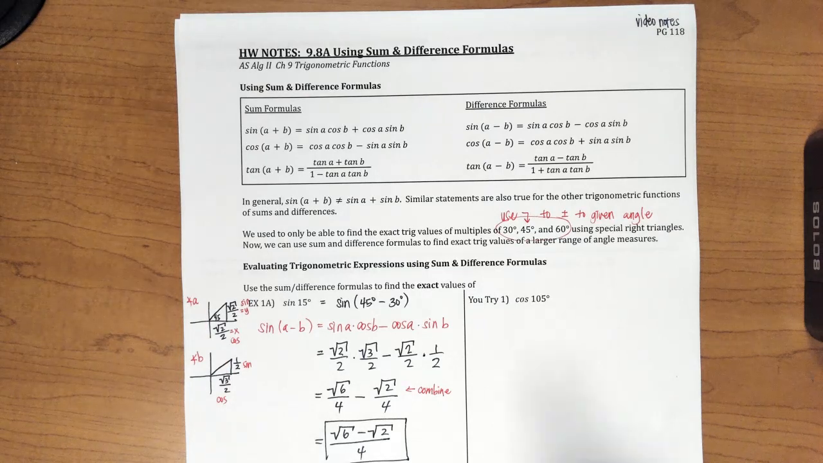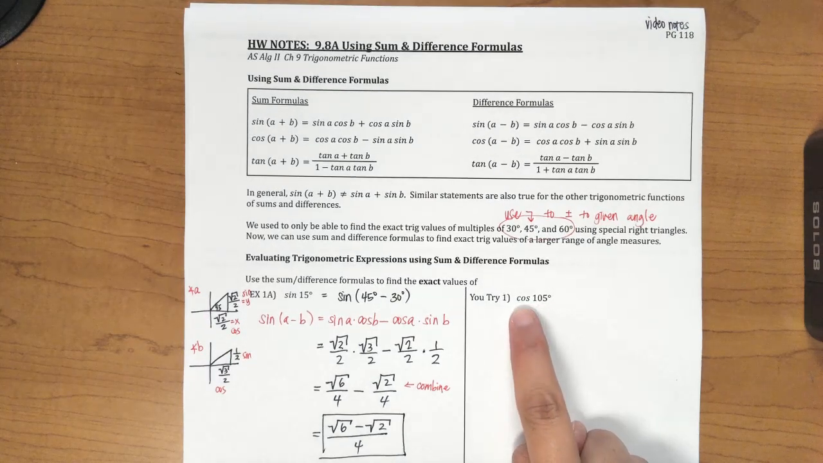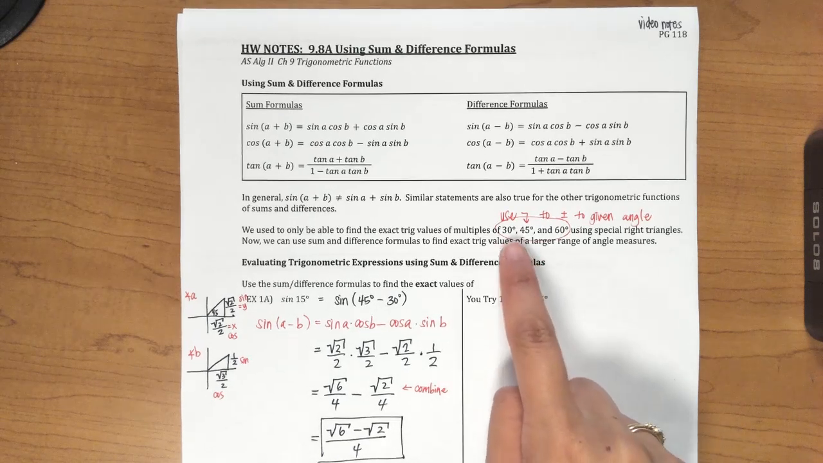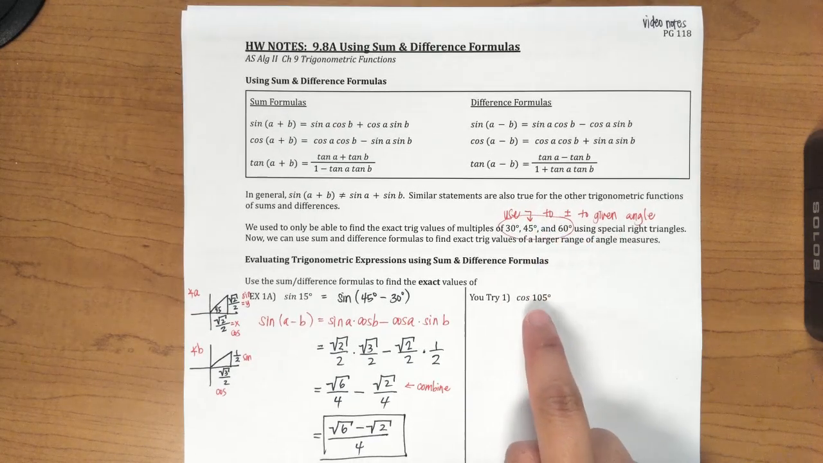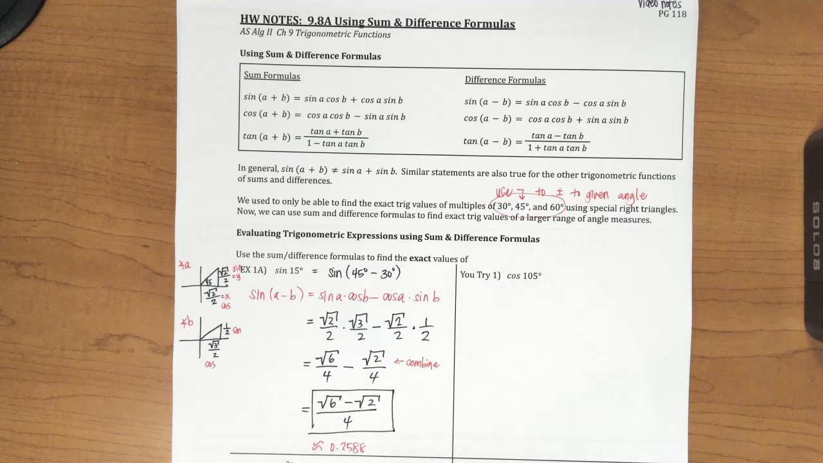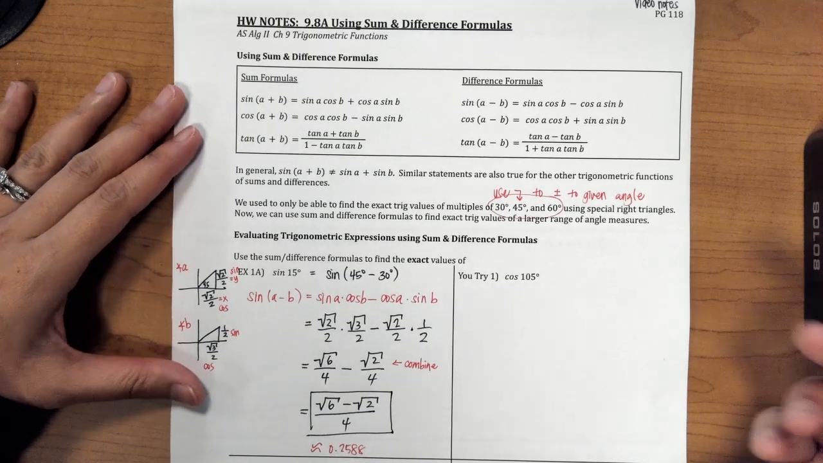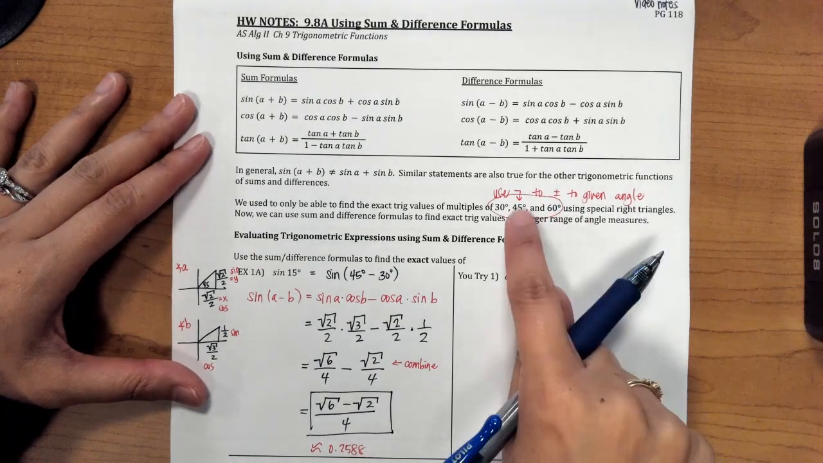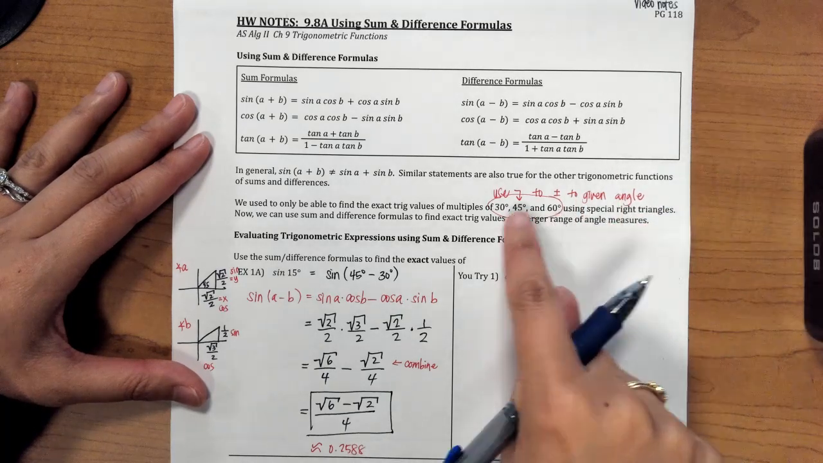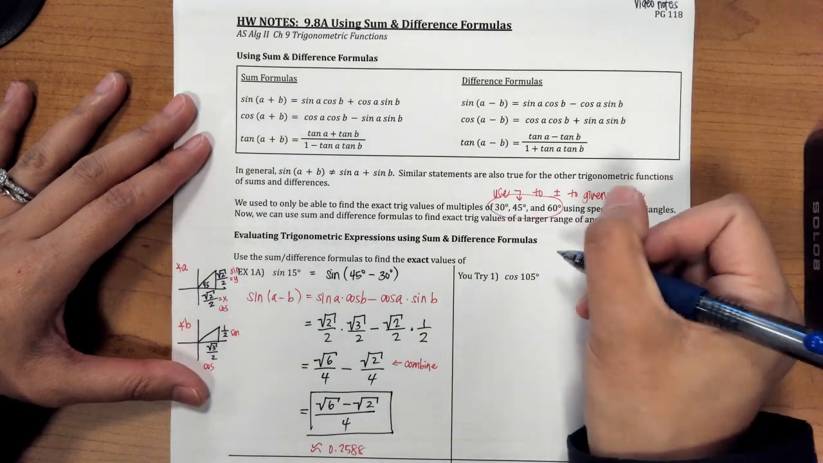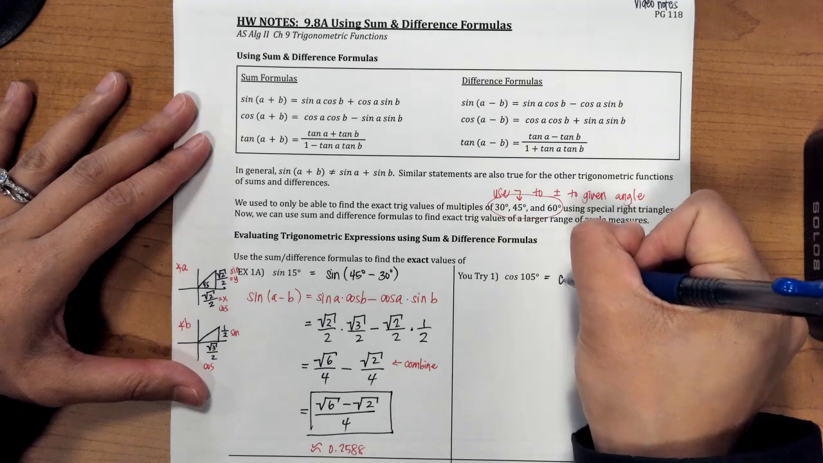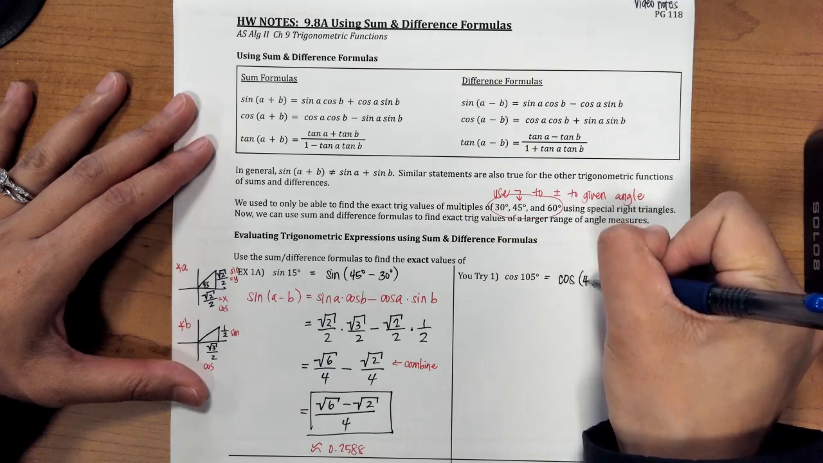Okay, so here's your try. I'm going to ask you for cosine of 105. So the question is, using these three numbers, how can you get to 105? Hopefully you see that it's 60 degrees plus 45, right? It doesn't matter if you use 60 first or 45 first, but I'm going to be consistent and always put my smaller number first.